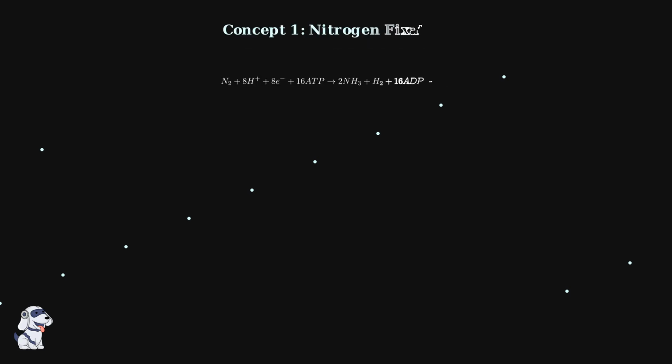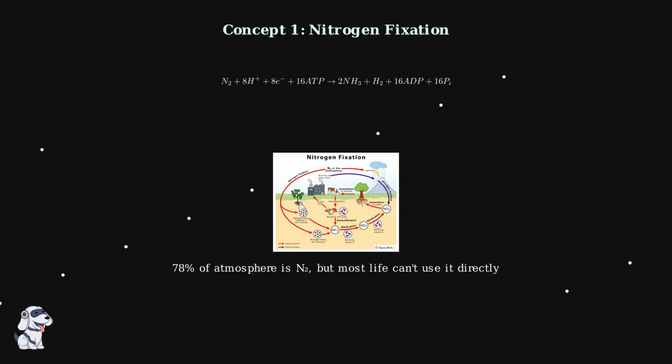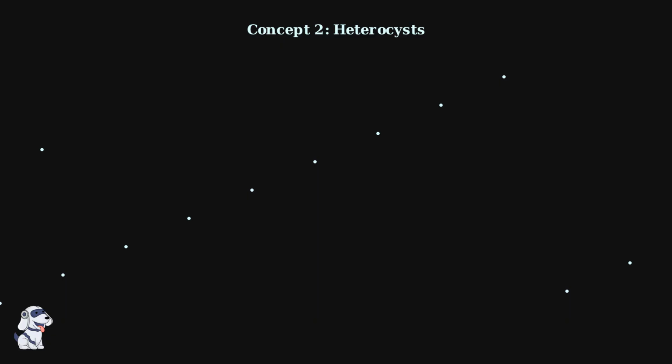First, nitrogen fixation. This is the process where atmospheric nitrogen gas is converted into ammonia, a form that living organisms can actually use. This process is incredibly important because most organisms cannot use nitrogen gas directly from the atmosphere, even though it makes up 78% of our air. Now let's look at heterocysts, the specialized cells where this nitrogen fixation magic happens in Anabaena.